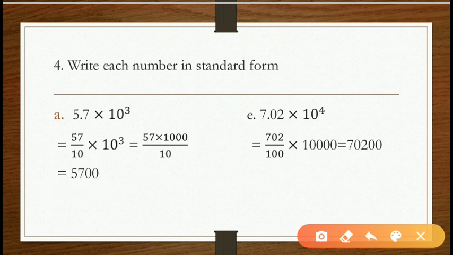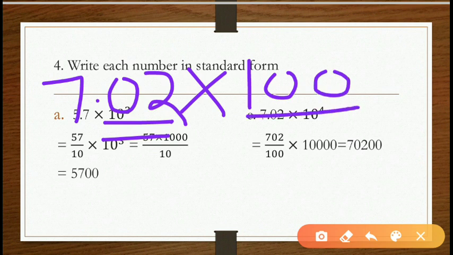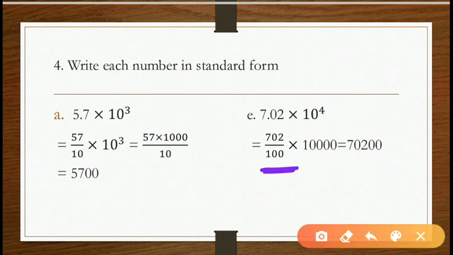Next question is 7.02. If 7.02 is there, 2 digits are after the decimal, so you will multiply by 100 and divide by 100. When you multiply by 100, it will give you 702 divided by 100. 10 to the power 4 can be written as 1 and 4 zeros. Now the two zeros will be cancelled. 702 multiplied by 100 will give you 702 and 2 zeros. This is your answer.